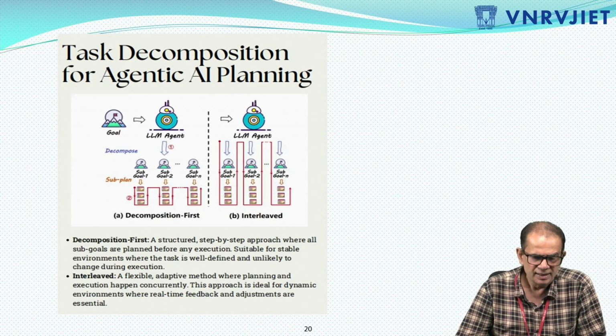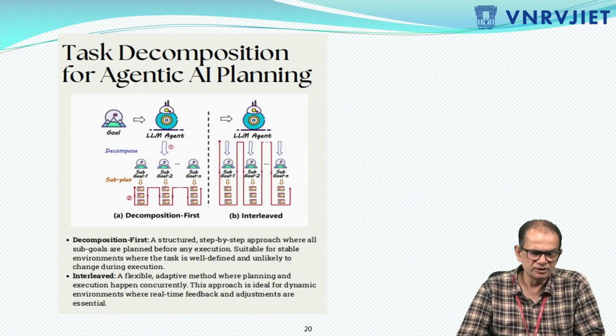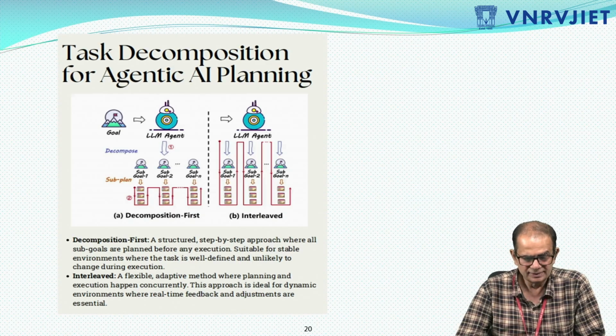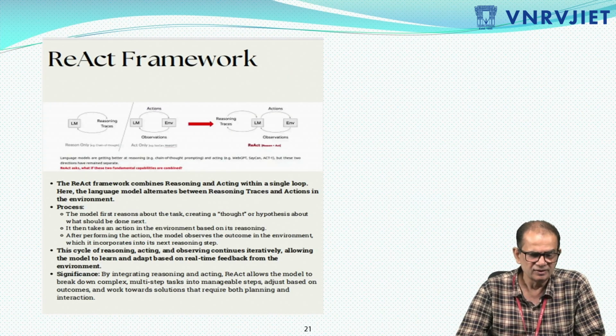Okay, now let us take the task decomposition for agentic AI planning. How do we do that? Suppose we start with a particular goal, and then we have an LLM agent. That LLM agent does this particular task for us. So we ask the LLM agent to do the task for us, and we try to do the task in a refined fashion. So that's how we do the agentic AI tasks.